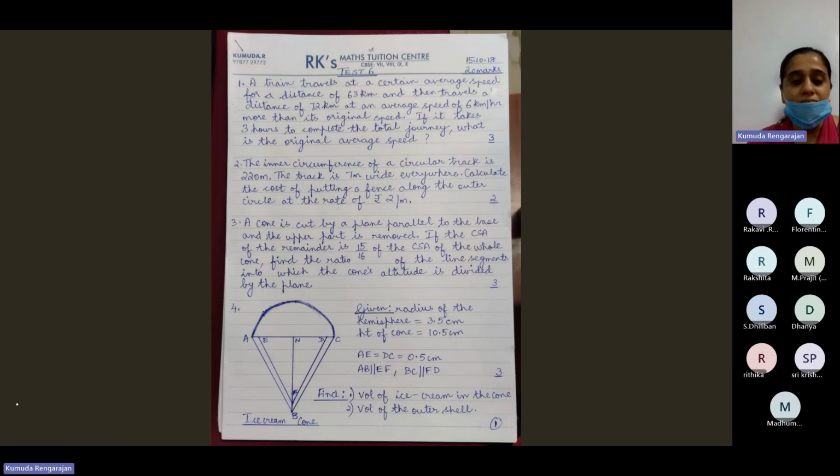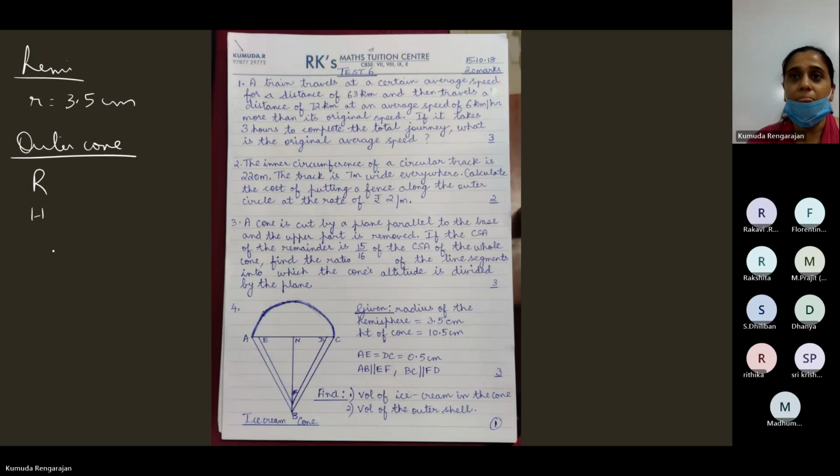Yeah, children. So now for the hemisphere, what is the radius? What's the radius of the hemisphere? 3.5 centimeters. Now for the outer cone, let's use capital R and capital H. Okay, so outer cone, capital R, do you know capital R? What is that? 3.5. Because the radius of the hemisphere is also the radius of the outer cone. Because the hemisphere sits on the outer cone. So the radius of the hemisphere and the radius of the outer cone will be the same. So let me write this as capital R, 3.5 centimeters. H we don't know.